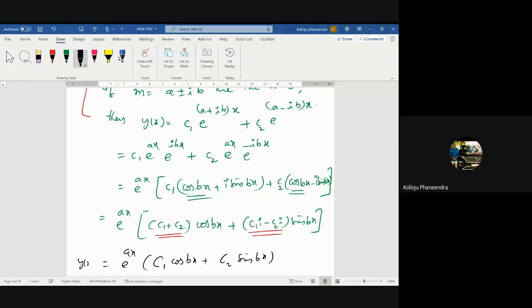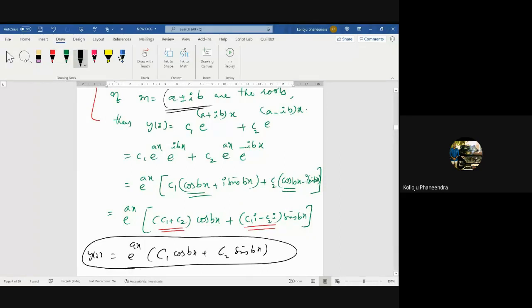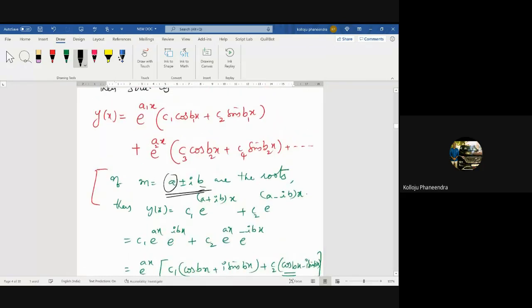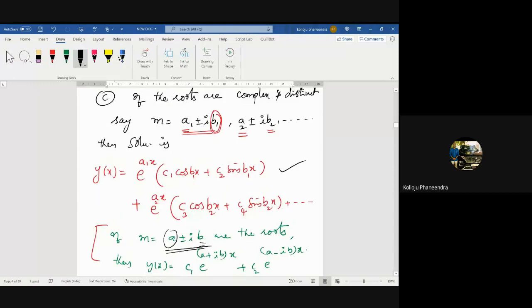This is the solution. So whenever a plus or minus ib is the root, what is the solution structure? For the real part, write e power ax. For the imaginary part, write c1 cos bx plus c2 sin bx. This is the idea behind writing this solution. Now this is the case of complex and distinct roots.